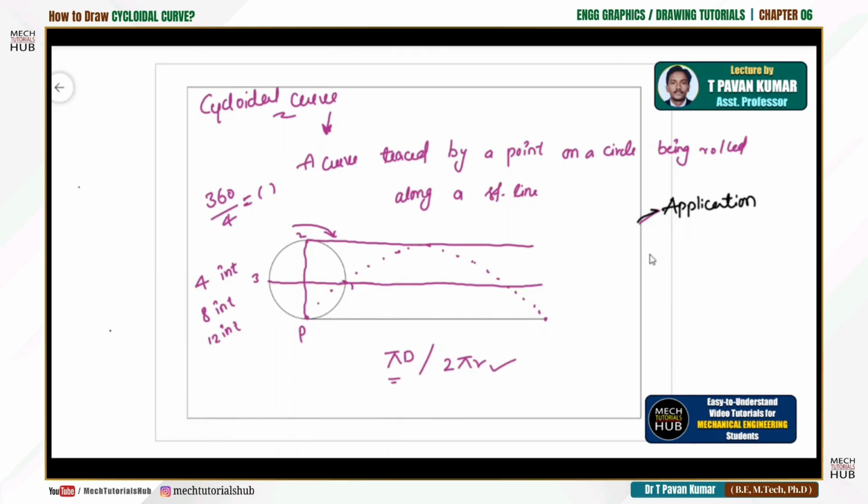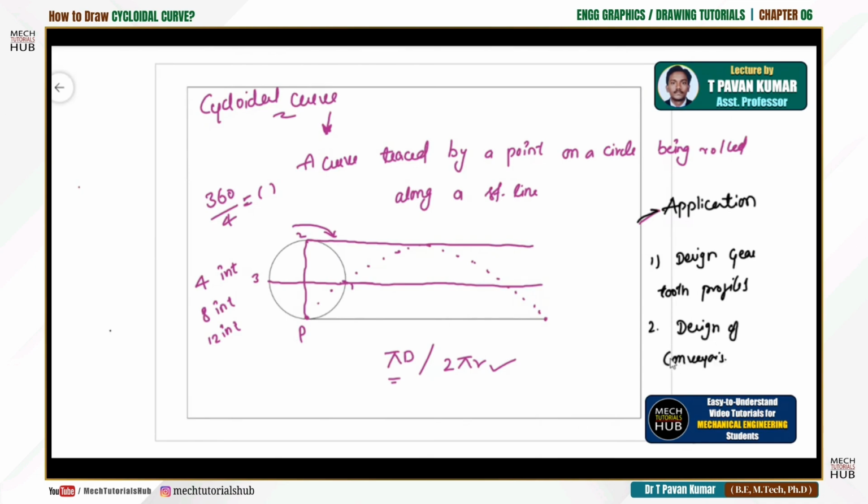The application point of this particular cycloidal curves is, number one, I would say this is used to design gear tooth profiles. Let me erase this. And next one may be used in the design of conveyors.